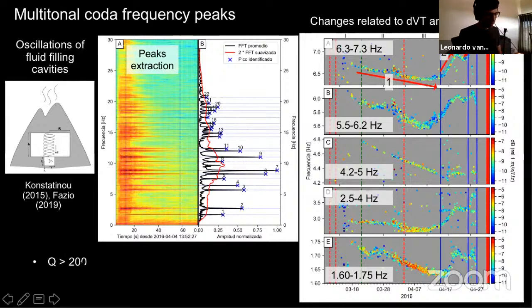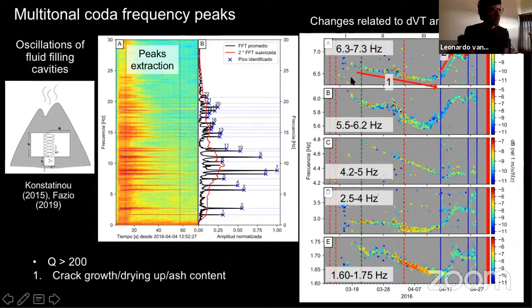The coda Q factor, the quality factor of attenuation, is highly variable and difficult to measure because we have so many frequency peaks, but in general it is high, above 200. So this maybe suggests that the fluid that is oscillating in this cavity might be some kind of gas, maybe with some ash or water drops, something in that type of fluid.